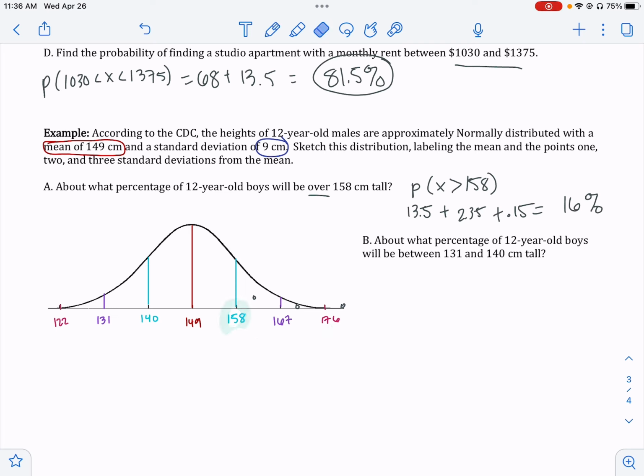And we can do this very last one, which is what percentage of 12-year-old boys will be between. So we like the between ones. It's going to be 131 to 140. So I'm going to go and find those on here. Here's my 140.